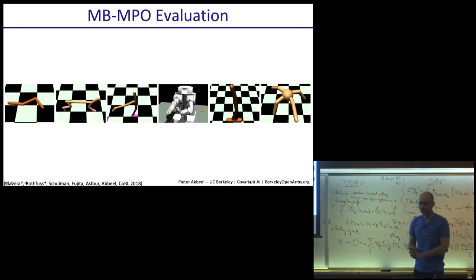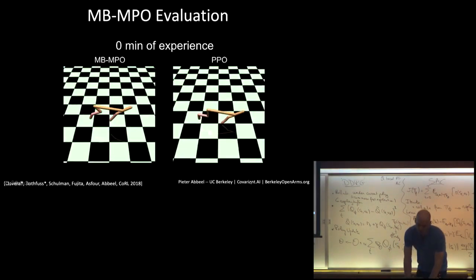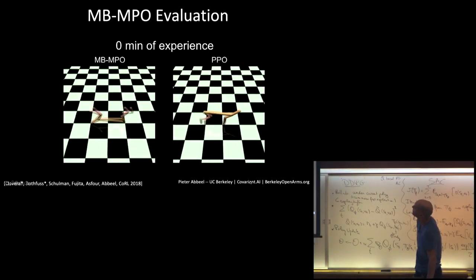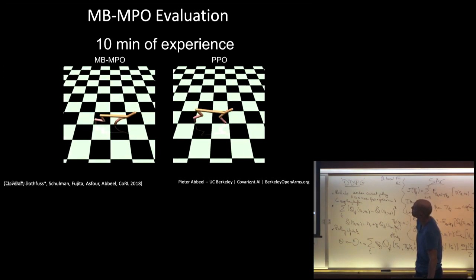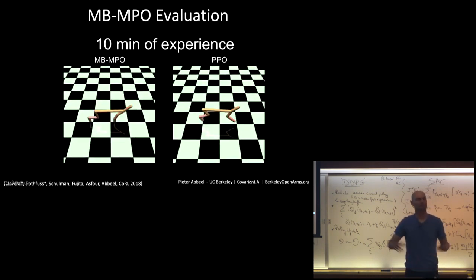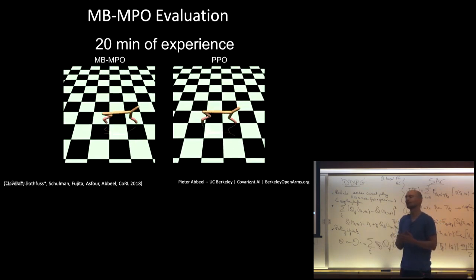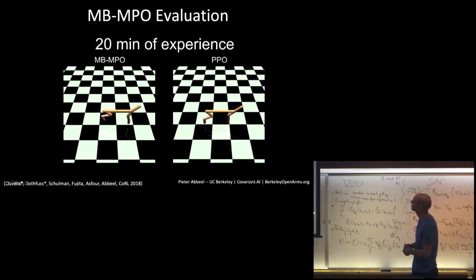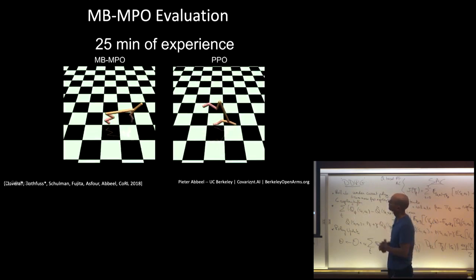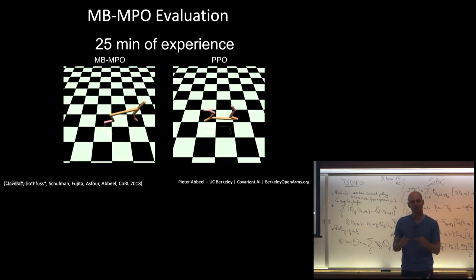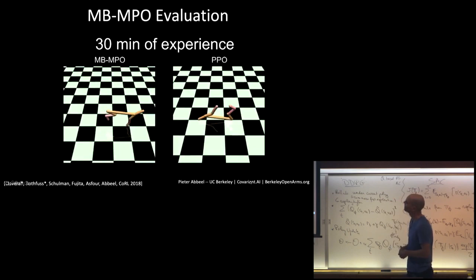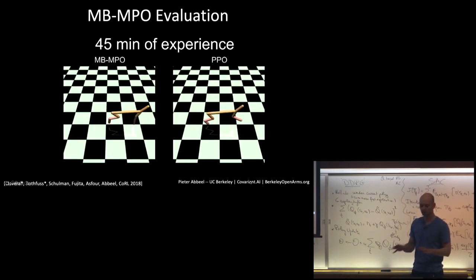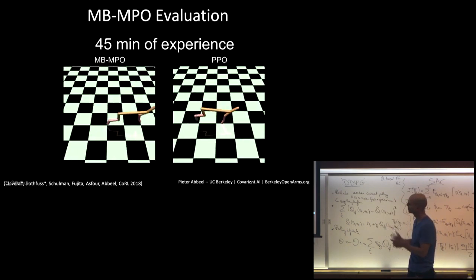So we tested this on these standard OpenAI gym environments, and here's what it looks like. On the left, we have MBMPO, the model-based meta-policy optimization. On the right, PPO. We see PPO is still exploring, has really not learned anything yet about how to control this cheetah robot. Whereas MBMPO, after about 45 minutes of real-world interaction time, has mastered running the cheetah off to the right. And so we see in about 45 minutes, we can learn to control this robot.